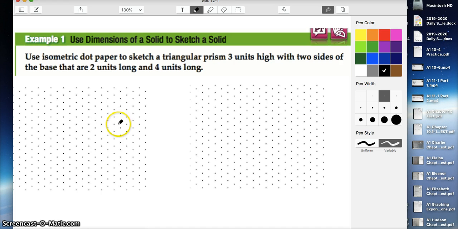All right, so let's go back. We know that the base is 2 units long, so we can start with 2 units like that, and then 4 units long, and then we'll connect that. And remember, both of the bases are going to be the same, so we also have the fact that the height is 3 units. So 1, 2, 3, and then we get kind of a similar figure down here, or really a congruent figure, right? And this is the best I'm going to do, my friends.